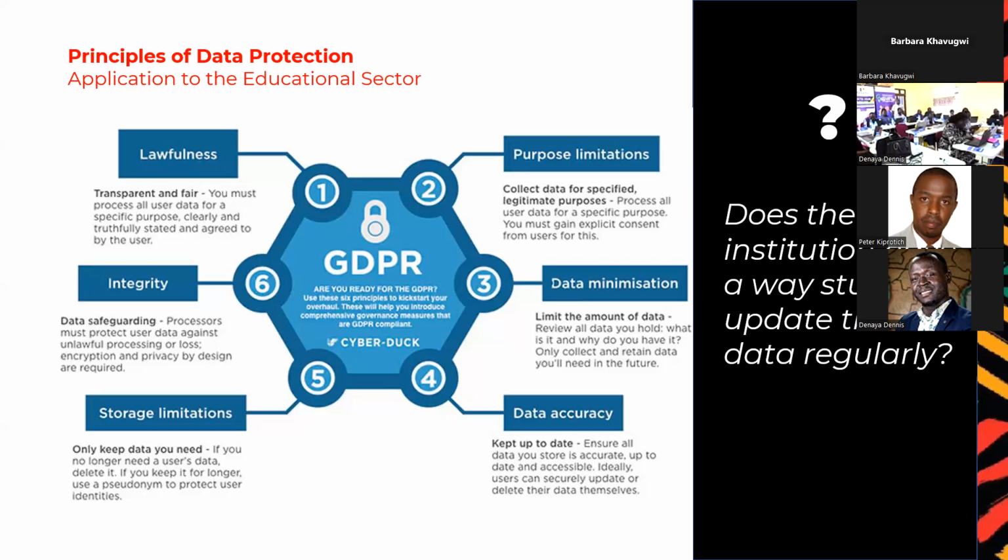Let's look at it. The first one says that for the data that we have in the institution, we should always process that data for a specific purpose that is clearly and truthfully stated to the learner. So whenever we collect this data, we need to be aware with the learners and we need to agree on what the data is all about. For that, we need the learner to consent.